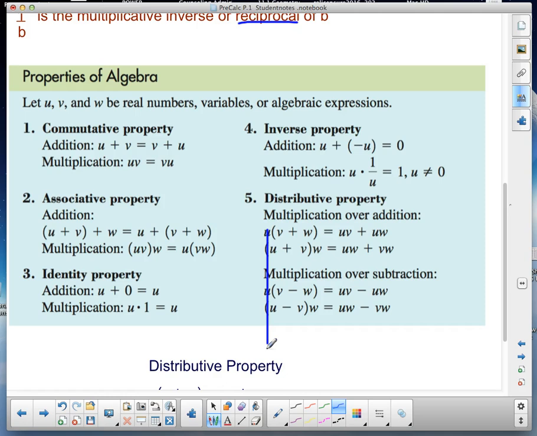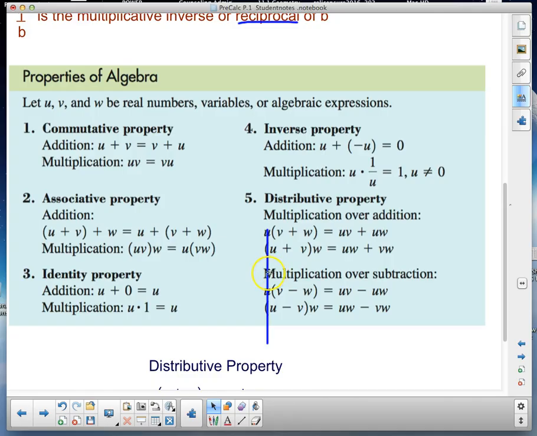Identity properties: in addition you add 0 and you come up with the same value you started with, u plus 0 equals u. The identity property of multiplication is when you multiply by 1. The inverse property: when you add and get a 0 for addition, u plus negative u is equal to 0. The inverse property of multiplication, however, is when you multiply by the inverse of the number we're working with. So u times 1 over u is equal to 1. U cannot be 0, incidentally, in this situation.